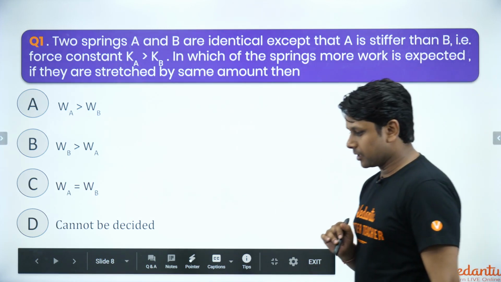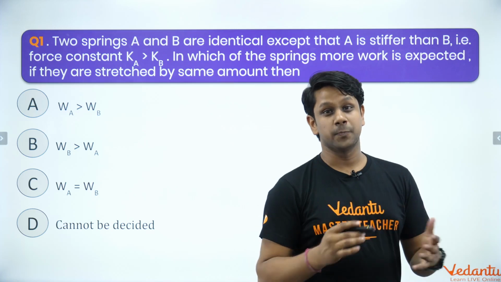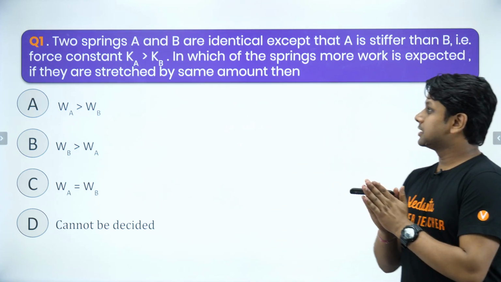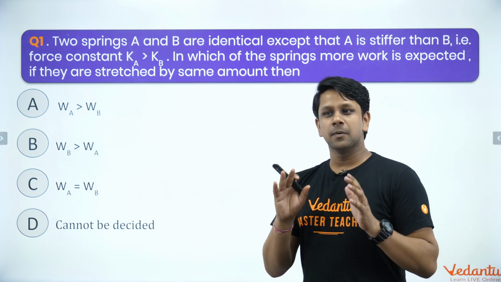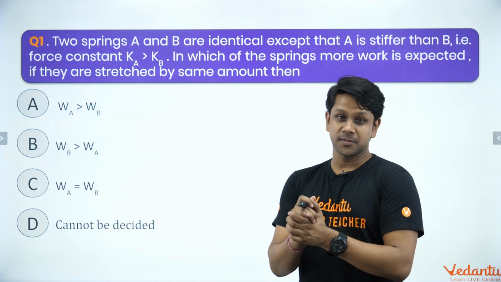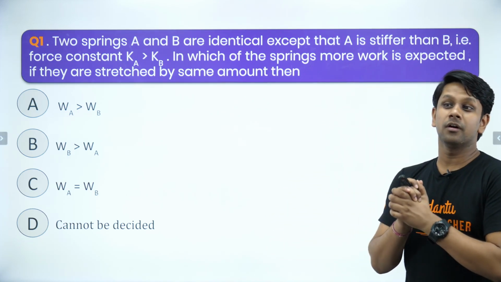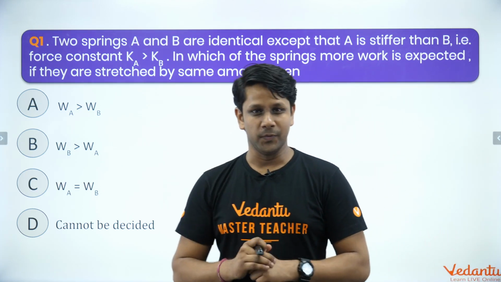Next question everyone, come on. This is based on spring. Work done of spring. Come on. I want the correct answer for this now. So this question says two springs are given to you, A and B. A is more stiffer, okay? A is more in stiffness. And then in which of these springs is more work expected if they are stretched by the same amount?